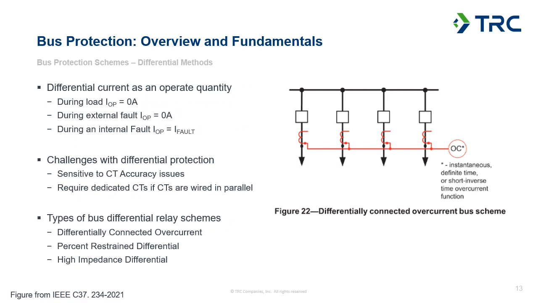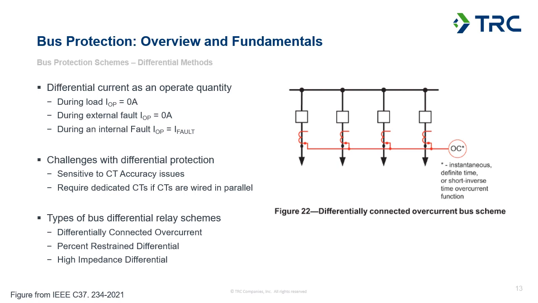So differential current really has a lot of advantage as an operate quantity for a relay. Mostly that during normal operation, when everything is summing up correctly, all the current going into the bus is summing up and equaling the current going out of the bus. The operate quantity for the differential current is 0 amps. So, whether that current going through the bus is load current or during an external fault, in an ideal case, you're going to get 0 amps of differential current as your operate quantity.